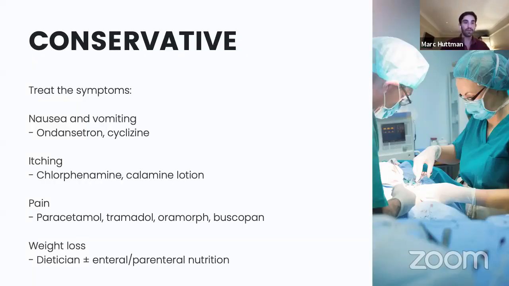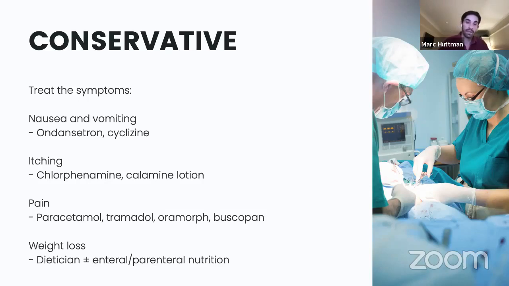So conservative, treat the symptoms. If they have nausea and vomiting, you can give them antiemetics. If they have the itching, you can give them some topical treatment or some antihistamines. Itching would be because of jaundice in this case. Pain, treat the pain. Buscopan is particularly useful because it's an antispasmodic, which, as we said earlier, the cause of the pain for things like colic is because the gallbladder is spasming behind the obstruction. So that's why it's useful to give an antispasmodic.